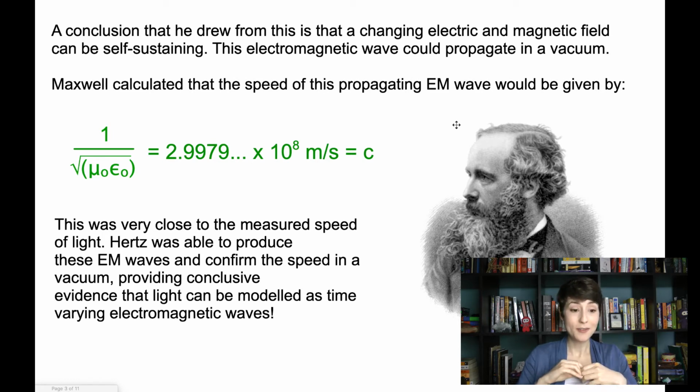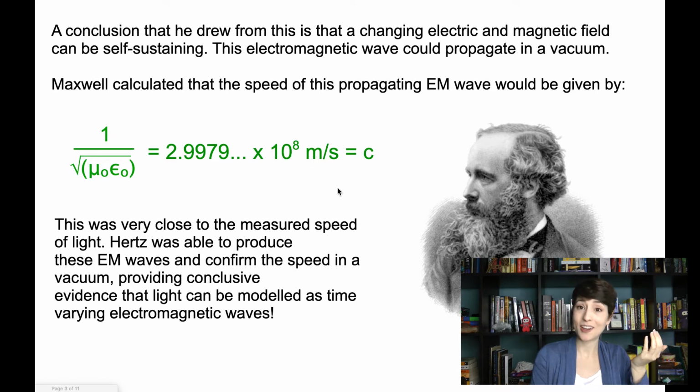The speed of the wave is given by a couple of constants that show up in our electricity and magnetism equations. And by manipulating those constants, he actually came up with the speed of light. Now, at the time, people had measured the speed of light, and they were also shocked to learn that's what he has just described in his equations. So this was some pretty conclusive evidence that light is a wave.